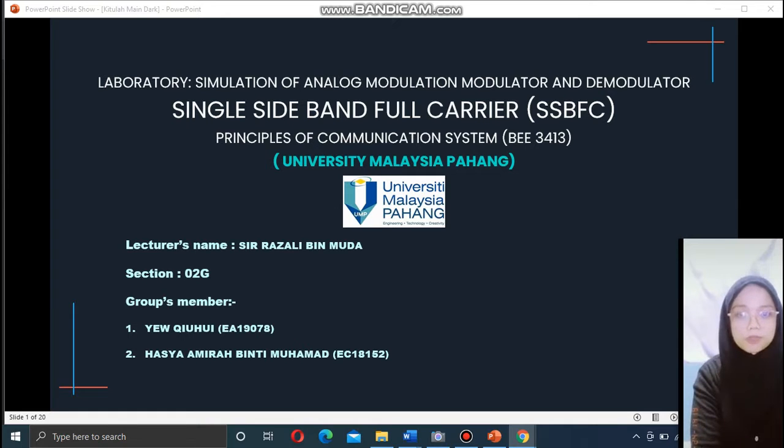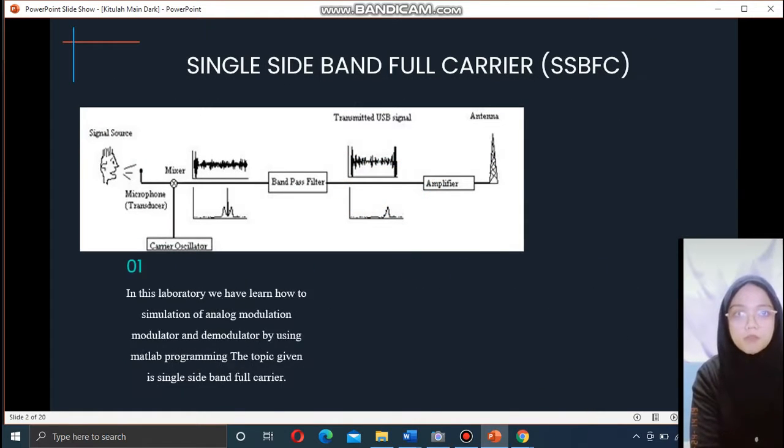Alright, so we would like to present about the laboratory, which is simulations of analog modulations, modulator and demodulator. Our topic is about the single sideband full carrier, SSBFC. This is our first slide, which is single sideband full carrier.